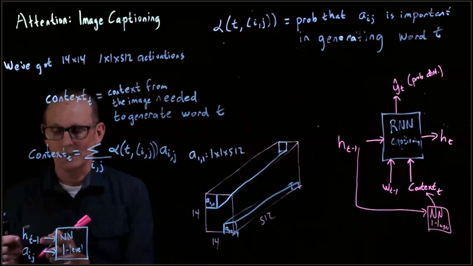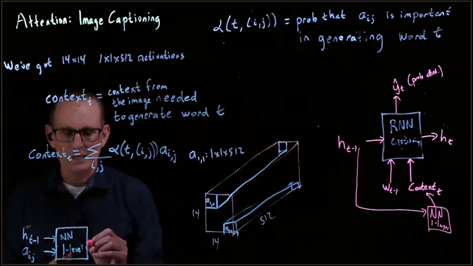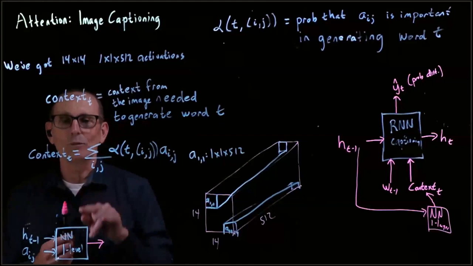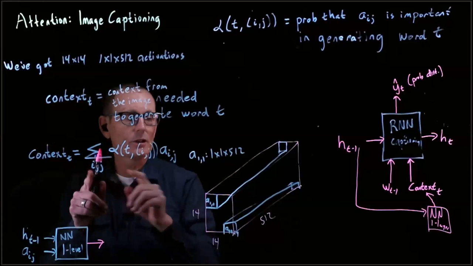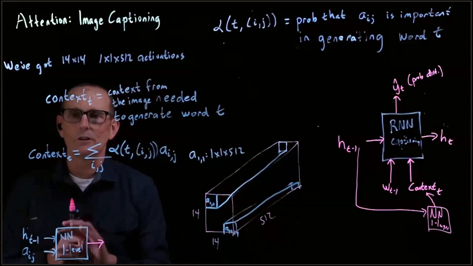And our output is going to be? Context t. It will be a factor in context t. So it's not going to directly be context t, because we're going to call this neural network for every ij pair. We're going to call it for 1,1, all the way to 1,7, all the way to 14,14. So we call this neural network over and over and over again.